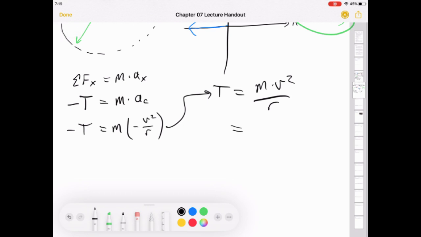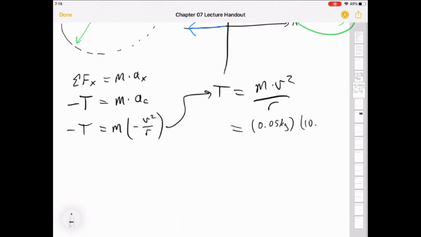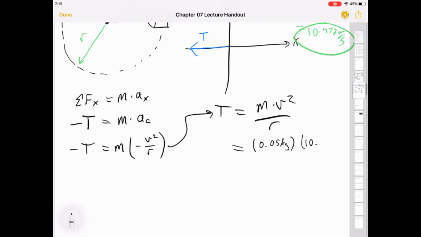Alrighty, so we're almost there. The mass here is 50 grams, so that's 0.5 kilograms. Sorry, that's 0.05 kilograms, times v, which is 10.472 meters per second, squared, all divided by the radius 1 meter. So that gets me a number. It's 5.5 newtons.